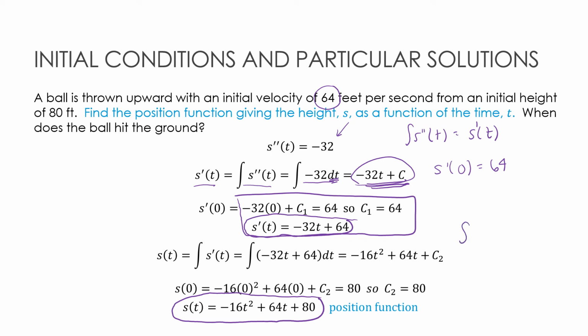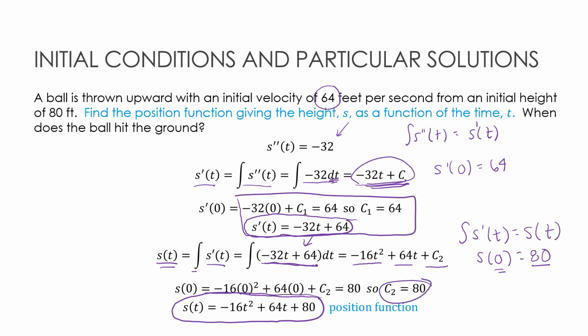So now that I have integrated S double prime of t, I'm going to integrate S prime of t to end up with just S of t. And remember, my initial condition S of 0 was 80, so that's the other thing I'm going to use. So notice here, to find S of t, I'm integrating S prime of t. This was S prime of t, which I found above. If I integrate that, I get negative 16t squared plus 64t plus c2, which is just another constant that I don't know the answer for. I'm going to plug in 0 and set it equal to 80. And when I do that, c2 is 80. And therefore, my position function looks exactly like it did on my last page.